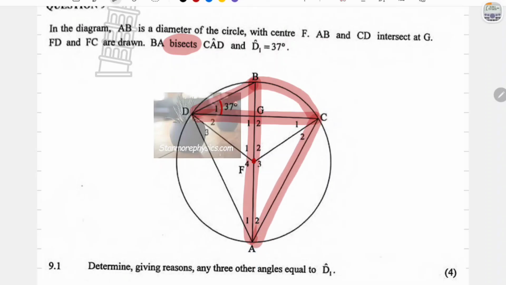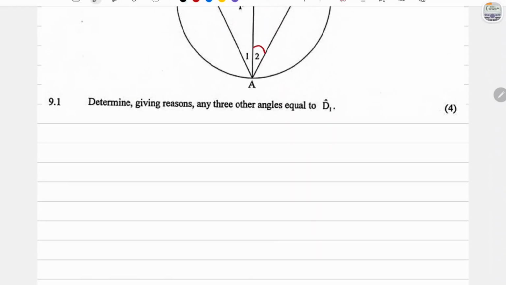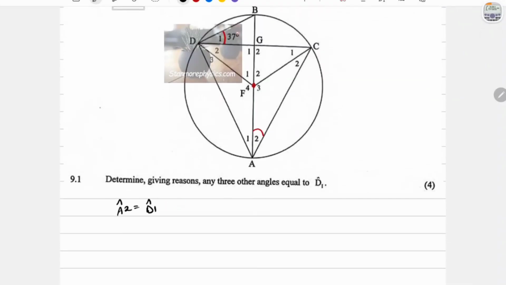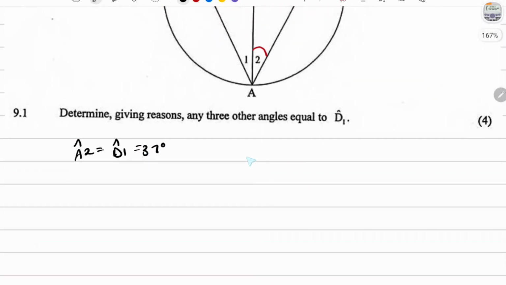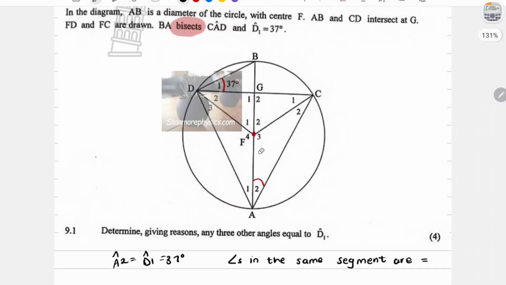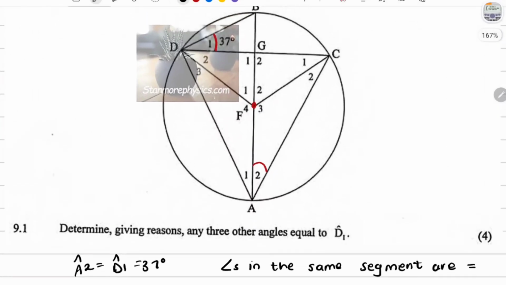You see how you look at those angles because you wanted to find out what else was equal to D1. You ask yourself, where is D1? It's at the circumference, so use theorems about angles at the circumference. That's the first one we have: this is equal to A2. Let's put that down. A2 is equal to angle D1 because of angles in the same segment. It's also equal to 37 degrees because angles in the same segment are equal. If you want to use the long reason, it is that angles at the circumference supported by the same arc are equal.